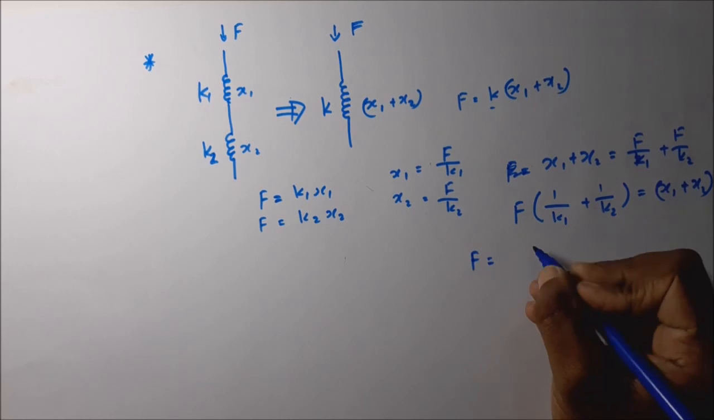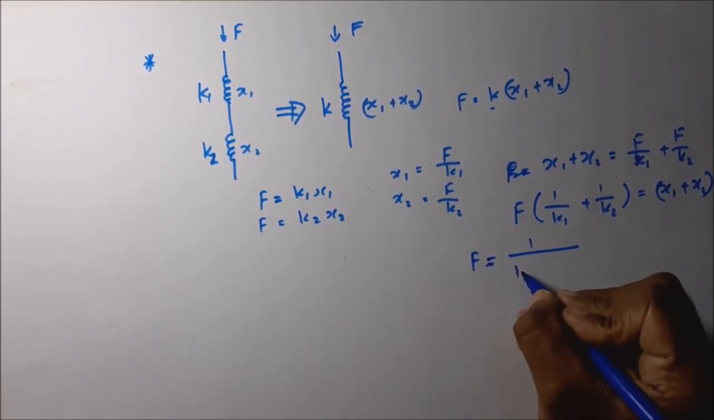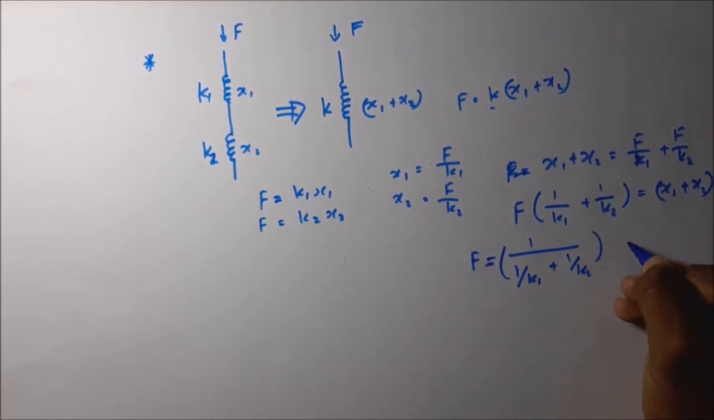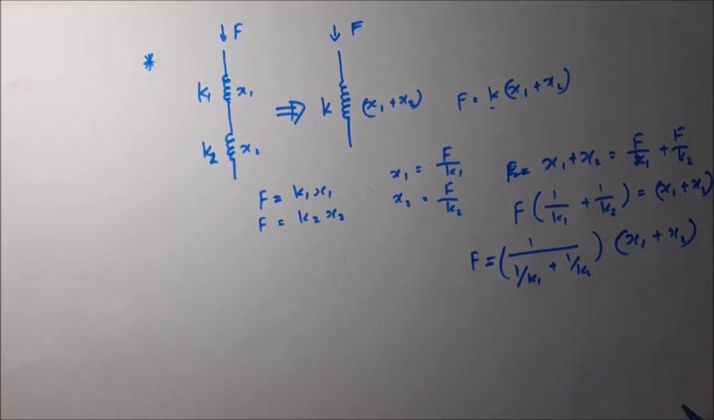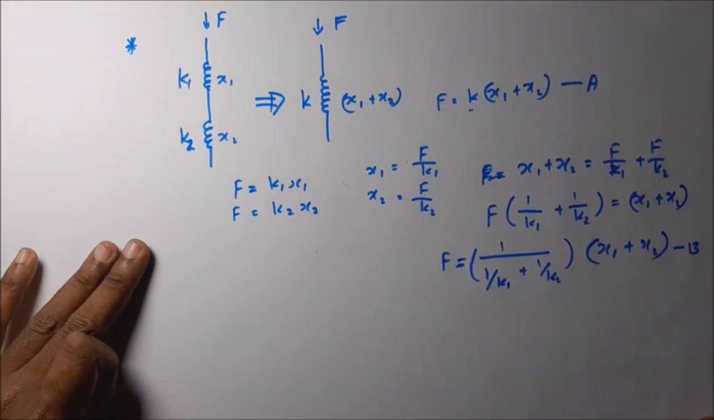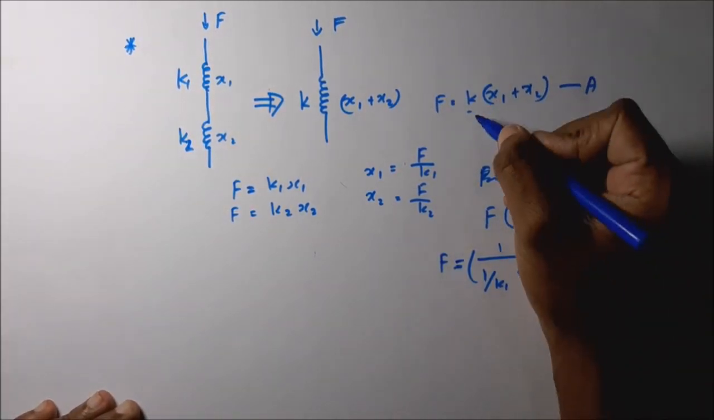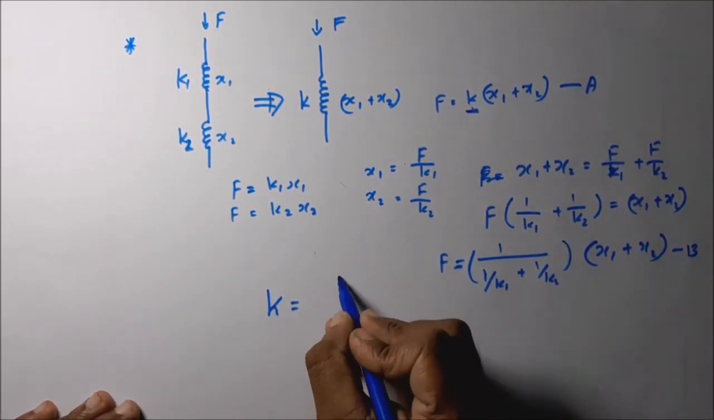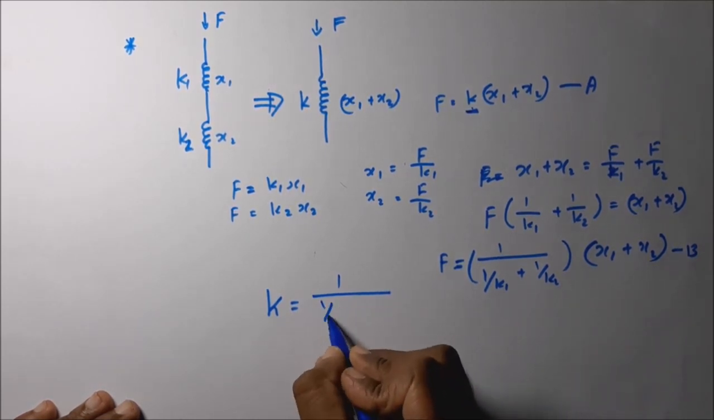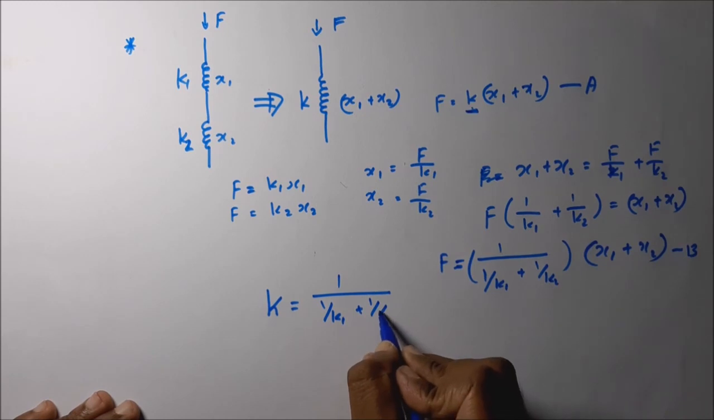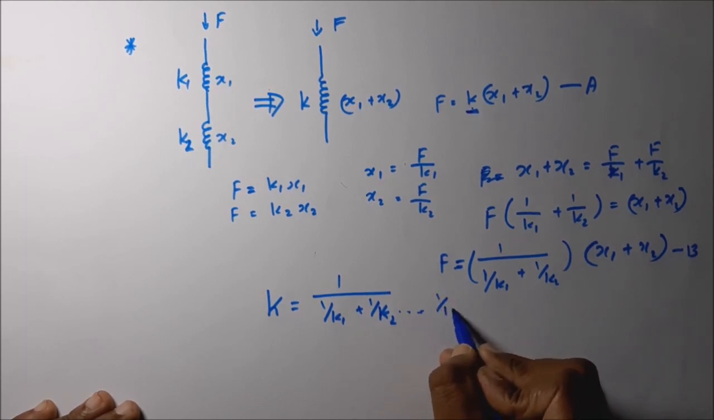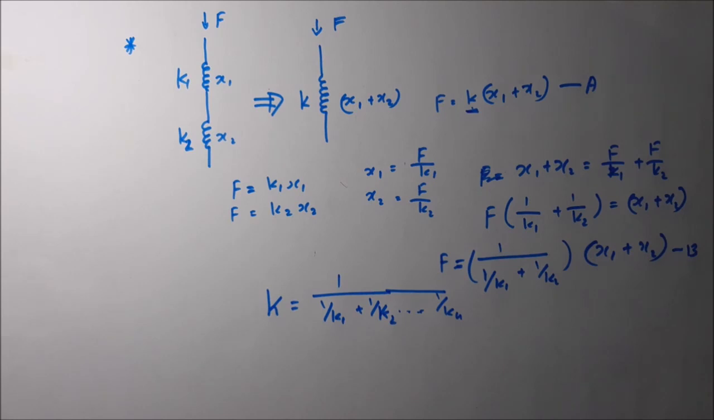Further we can write F times (1 over K1 plus 1 over K2) is equal to x1 plus x2. Let's take this equation as equation A and this equation as equation B. From A and B we can say that K should be equal to this. So the equivalent K value when the springs are coupled in series is 1 over K1 plus 1 over K2, and if further springs are attached, plus 1 over Kn. Keep this in mind when solving problems; that is very important.